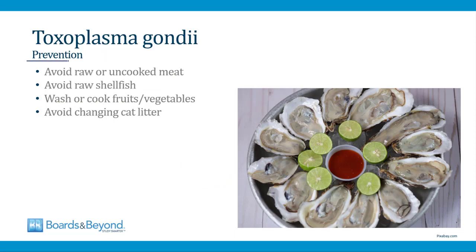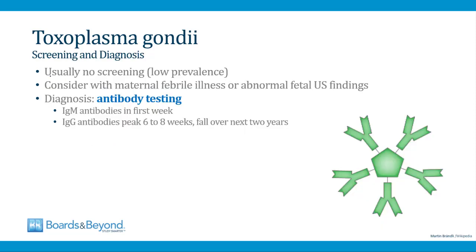In order to prevent development of toxoplasma infection in pregnancy, pregnant women are advised to avoid raw or uncooked meat and raw shellfish because these foods could contain oocysts. Women are also advised to wash or cook fruits and vegetables which may have been exposed to contaminated soil. And then if women have a cat, they should avoid changing the cat litter during pregnancy. We don't usually screen for toxoplasma in pregnancy because there's a low prevalence of this disease in the US.